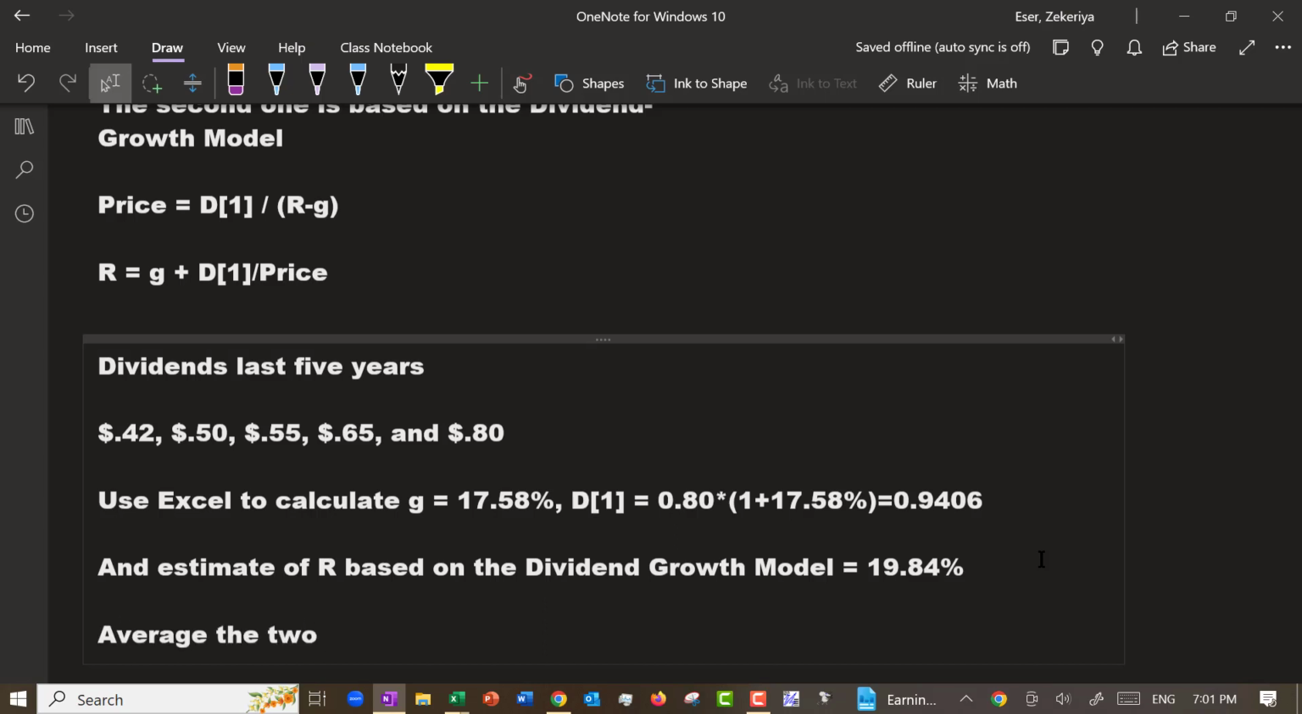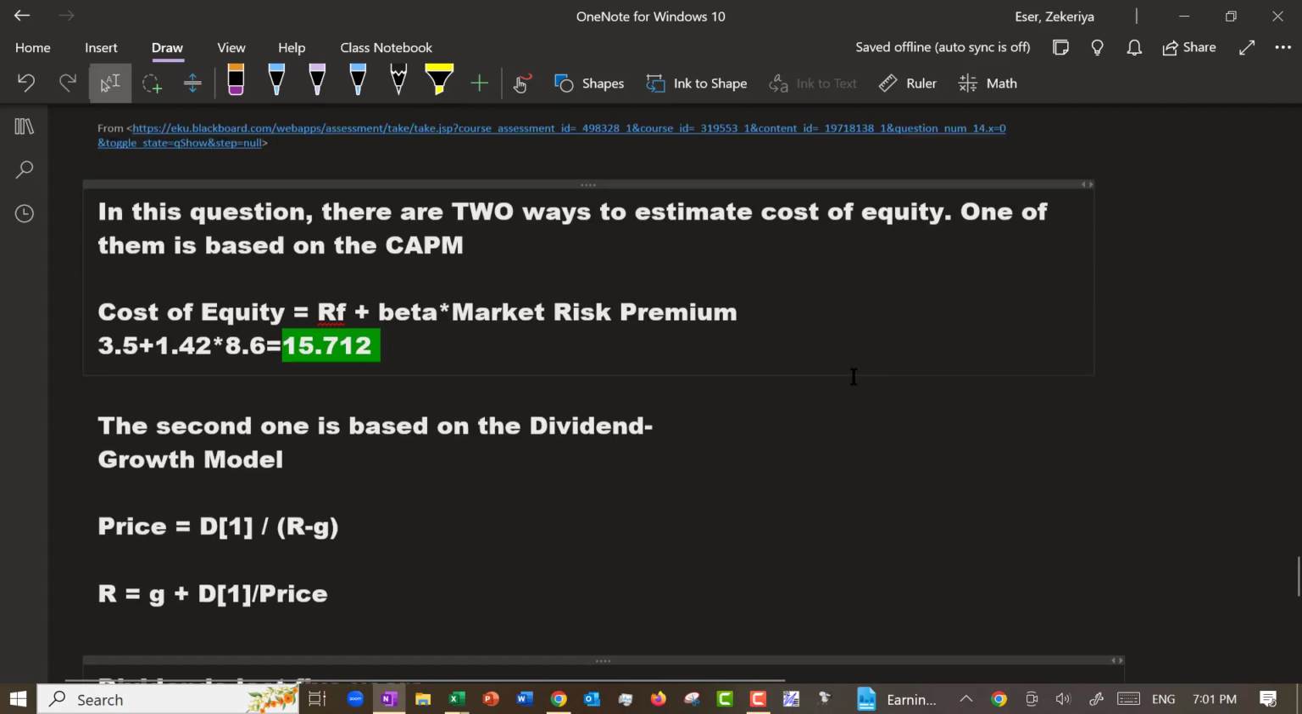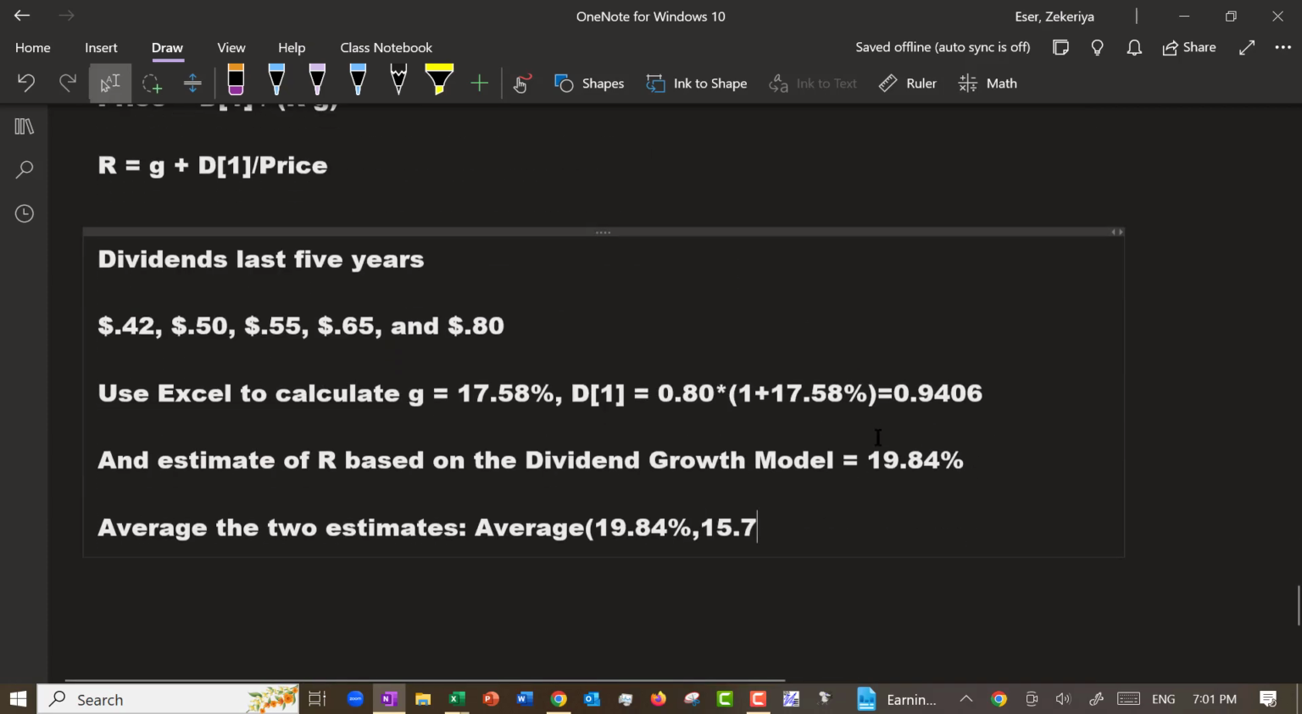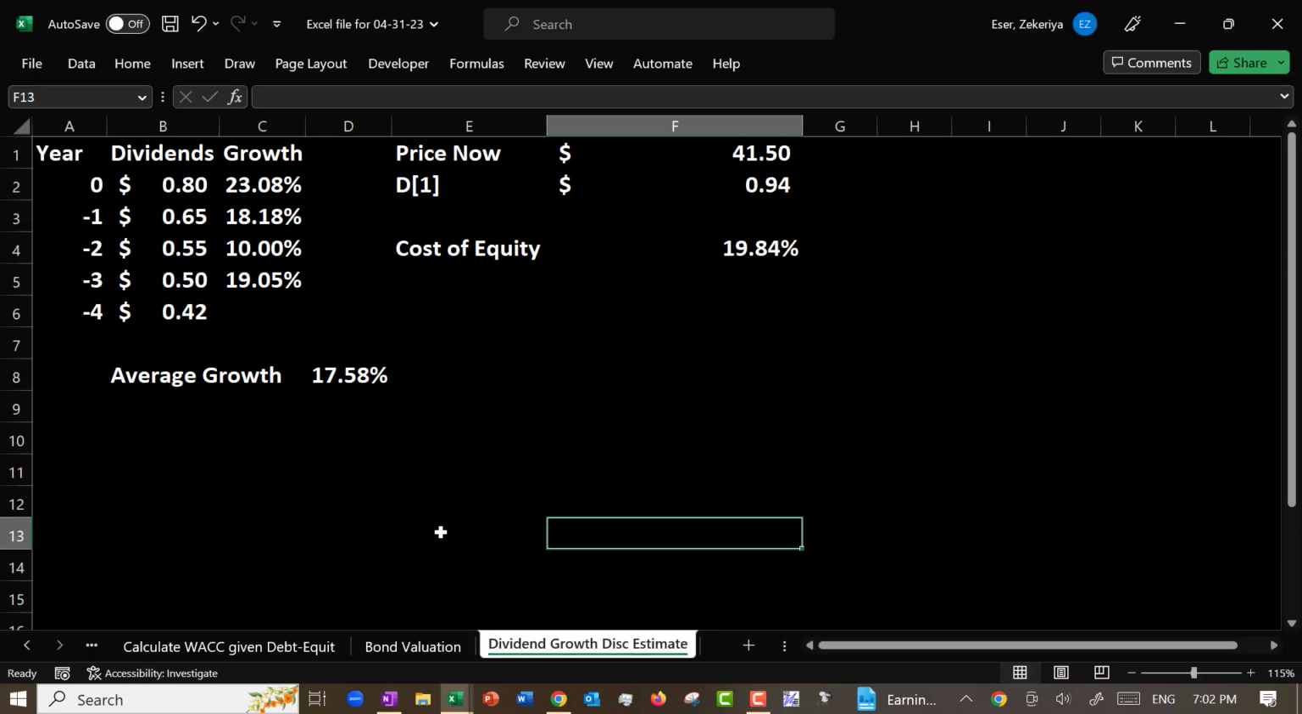Average the two estimates. I don't know if there's a function like that. I'm simply hoping. No. Apparently, this is simple functions. $17.78.